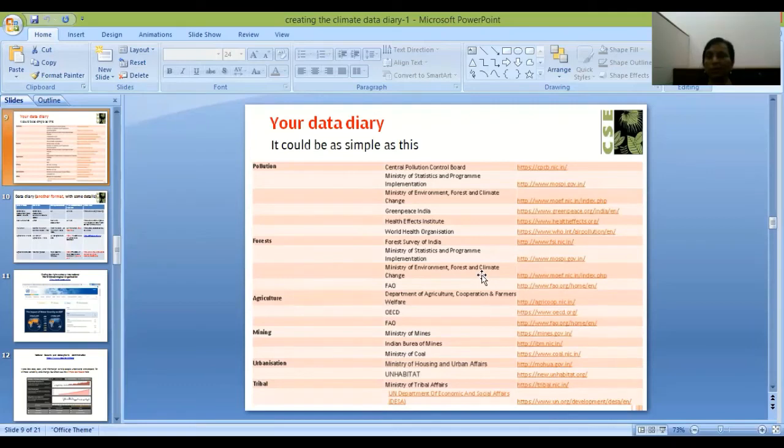Your listing of data sources could be as simple as this. You can see the screenshot. You will wonder, why am I talking about pollution over here? Why forest? As I told you, climate change is a multi-sectoral topic. That means your data diary should have resources that give you data on not just climate change, but other development aspects as well.